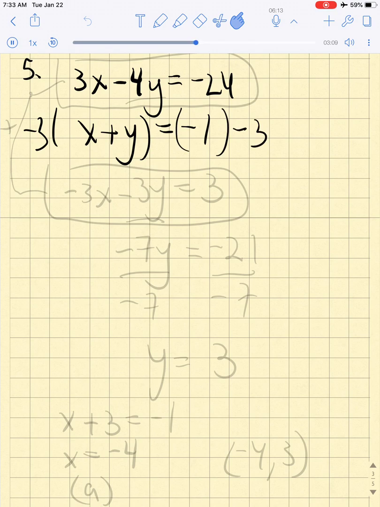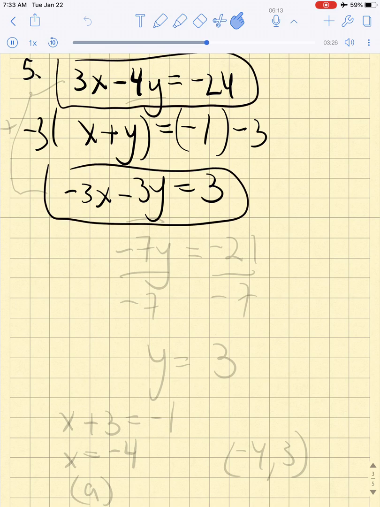So now the second equation transformed is negative 3x minus 3y equals positive 3. Now I can add them. If I add this equation with this equation, you see the x's cancel. That's why we multiply the second equation by negative 3. 3x plus negative 3x is 0x. Negative 4y plus a negative 3y is negative 7y. And then negative 24 plus 3 is negative 21.